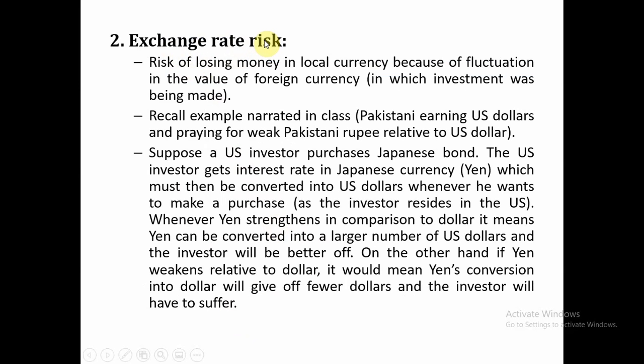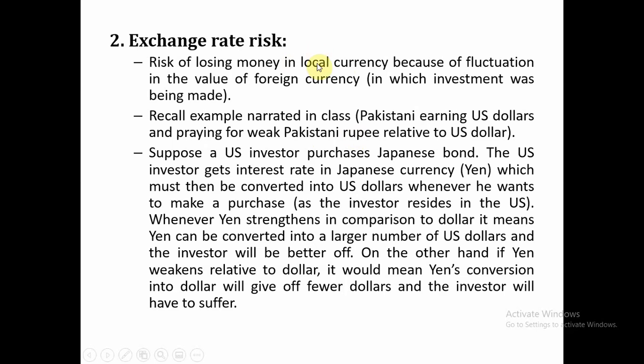What is exchange rate? Exchange rate is basically the conversion rate of one currency into another currency. Let's suppose today I have a dollar, and $1 is converted into how many rupees? Let's suppose 160 rupees. So if I'm interested to buy $1, how many rupees do I need to pay? Today, let's suppose, 160 rupees. That is basically the exchange rate.